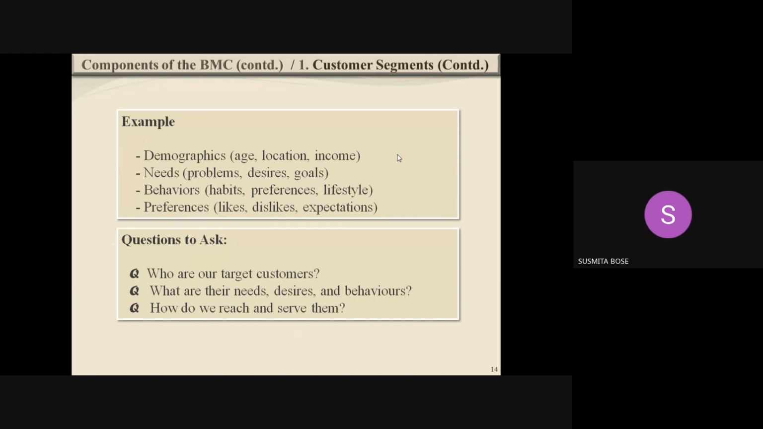So in this segment, these are the questions to be asked in the BMC. That is, who are our targets? Means when you sit with the BMC, that paper, these are the questions that you will have to ask yourself, or in a meeting with a group of people, you have to discuss among yourselves: who are our target customers? What are their needs, desires, and behaviors? How do we reach and serve them? You have to find out the answers to these questions. That is the objective of this segment.